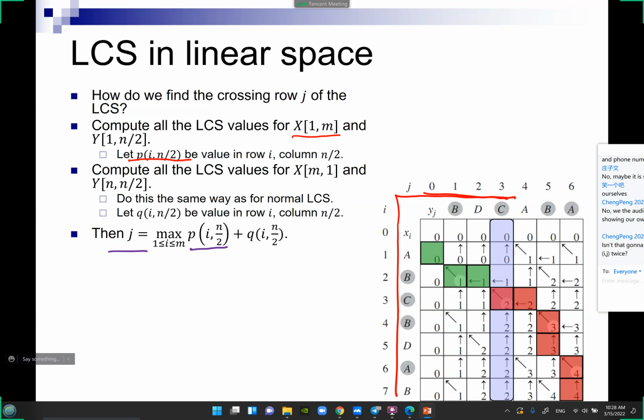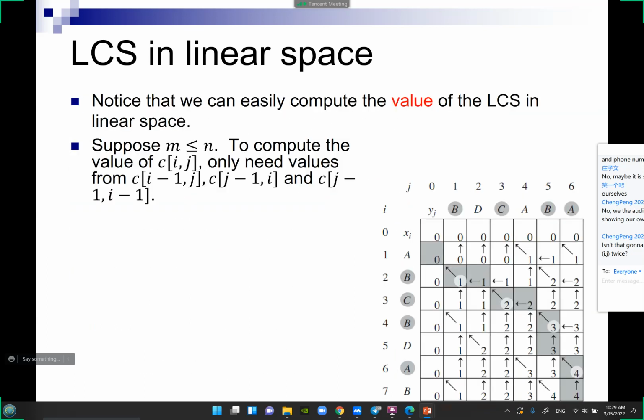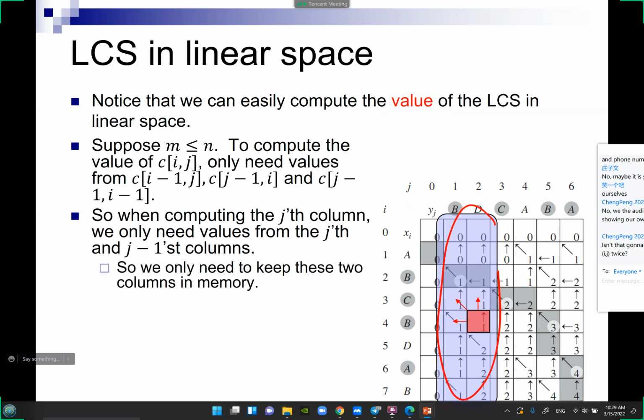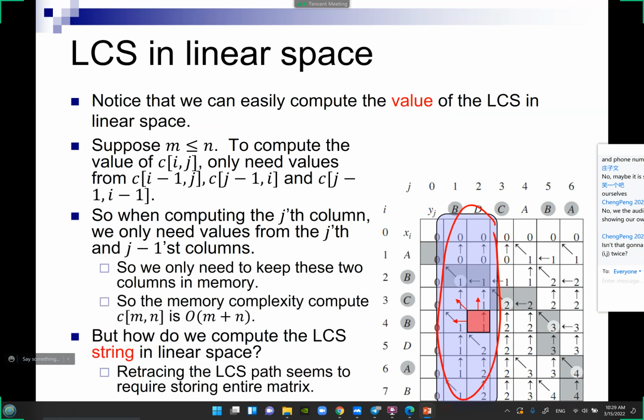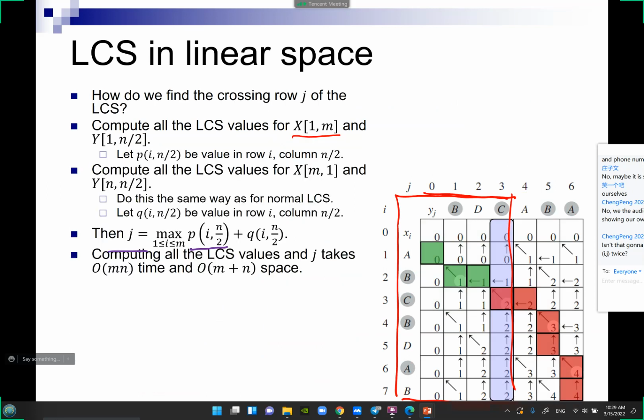Going back to this definition of P, what we are saying is that we're going to take all the letters of X and the first half of Y. Then we take this matrix and compute all of the LCS values in here. Remember that we talked about this earlier: you can compute all of these values in linear space because you only need to keep track of 2 columns at a time. That allows us to compute all of the values on the final column over here.